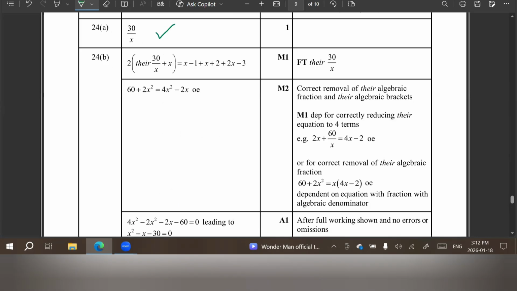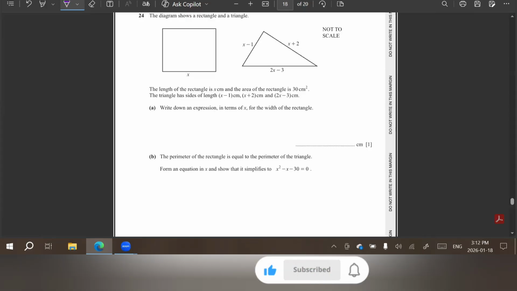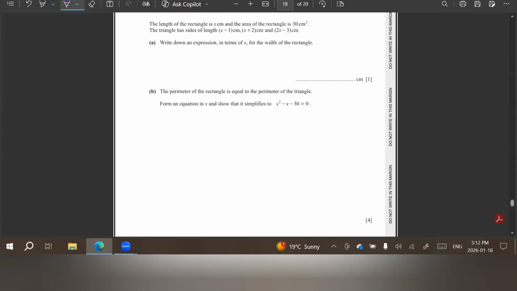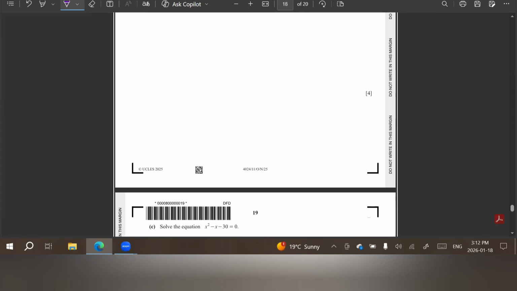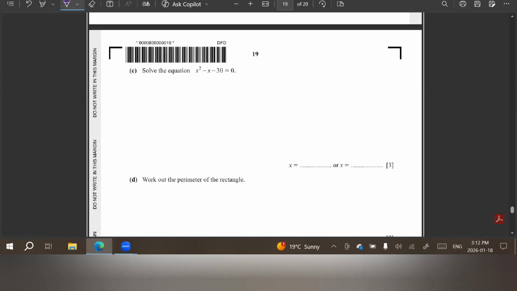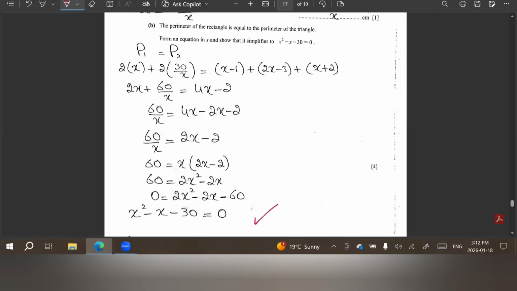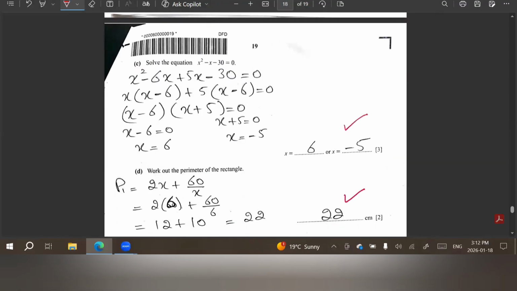Then in the next part, the C part, it says solve this equation. It wants me to solve this equation, which is x squared minus x minus 30 equals 0. Very easily, I can do the middle term breaking. I can also apply the quadratic formula, but I know this can be solved easily with the middle term, so I'm going to use that.